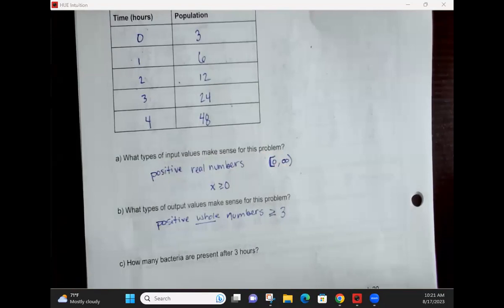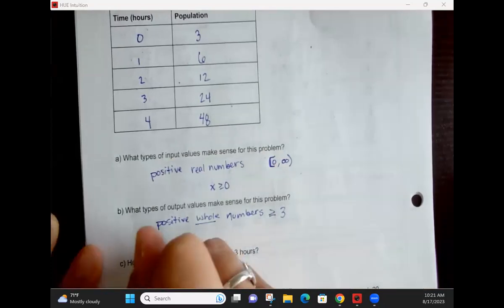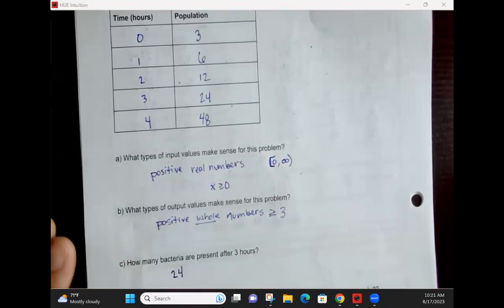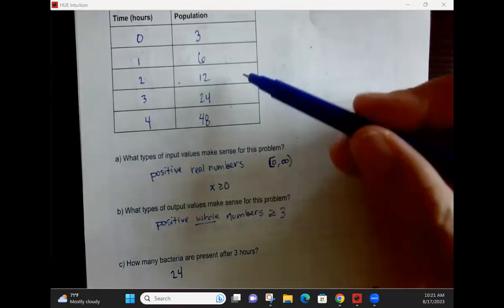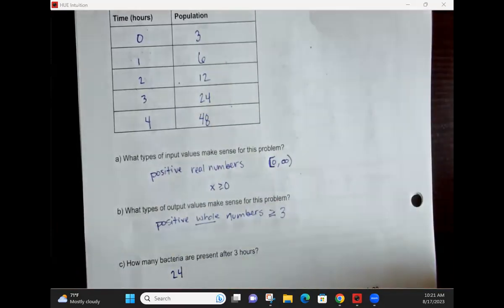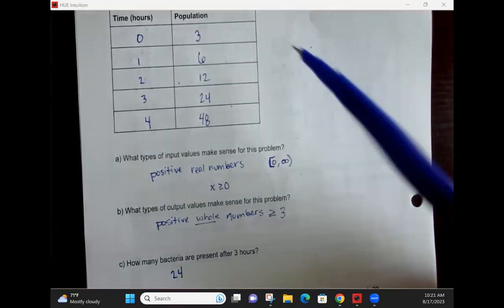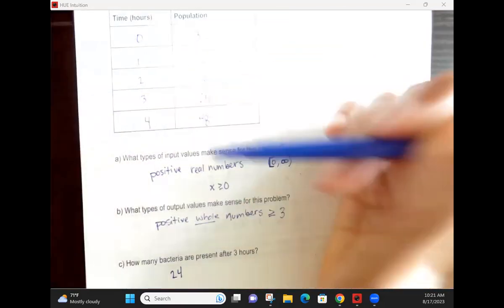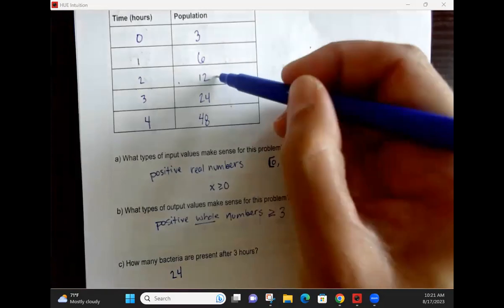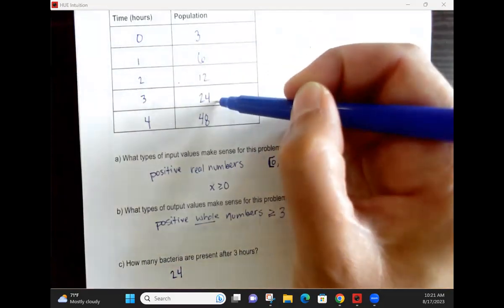And then the last couple here should be pretty easy because we've already talked about these. How many bacteria are present after 3 hours? Yeah, you have a table that tells you. Give a reasonable estimate for how long it will take the bacteria population to reach 20. 20 is not in here. Somewhere between 2 and 3 hours, yeah? 2 is not enough. 3 is, I've got more than that many bacteria already. Somewhere between 2 and 3.